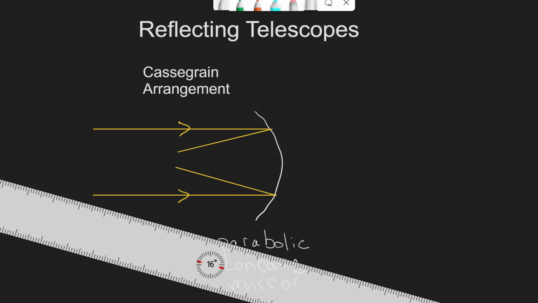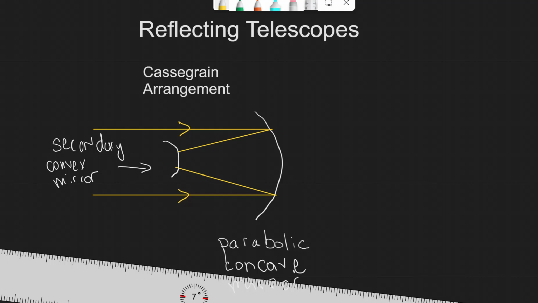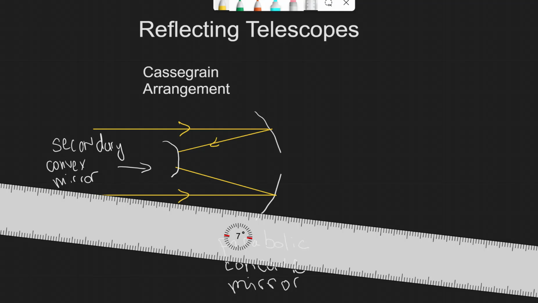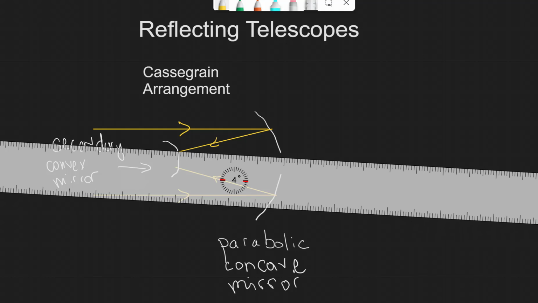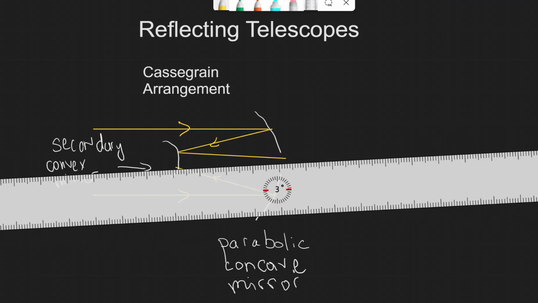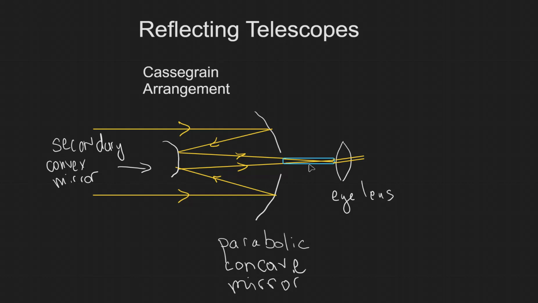The trick with the Cassegrain arrangement is to place a secondary convex mirror right across here. Additionally, there's actually a hole in our primary parabolic mirror. Let's see if I can draw this accurately. So somewhere around here, there's an opening, and the light that has reflected off our secondary mirror here will actually be escaping through this hole. So let's just draw this across here. This light gets reflected this way, and this light here gets reflected this way. After the reflected rays have escaped through the hole, they will typically go through an eye lens and we will be looking at the magnified image on this side.